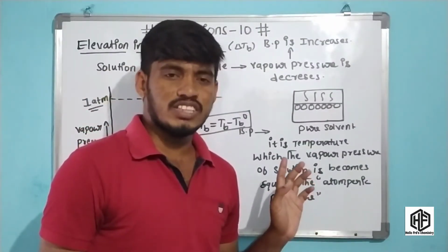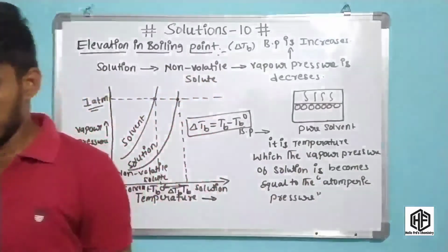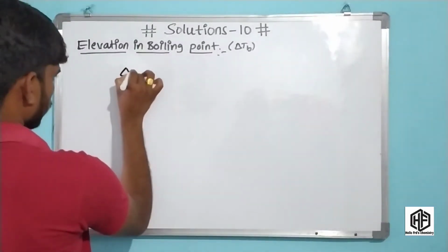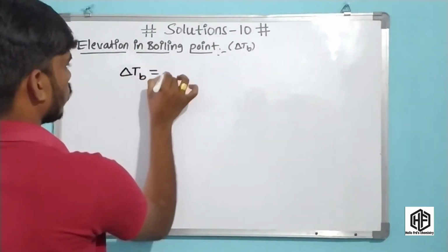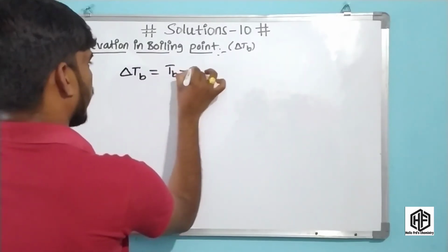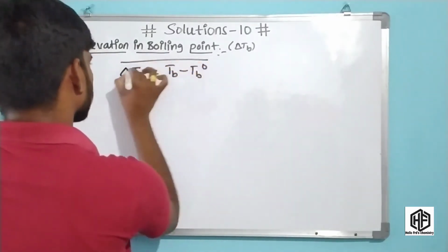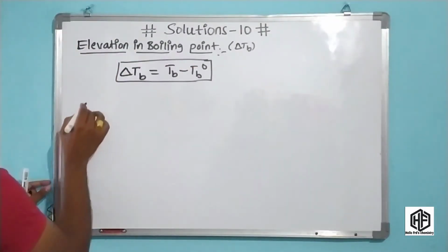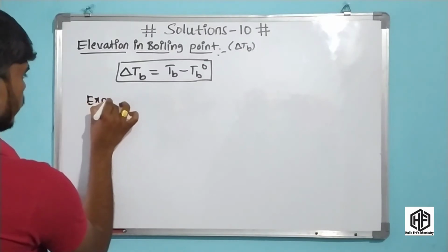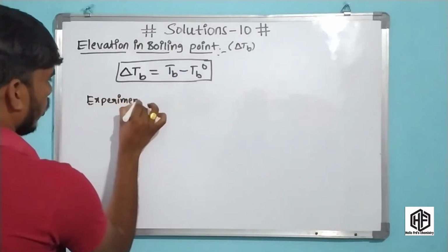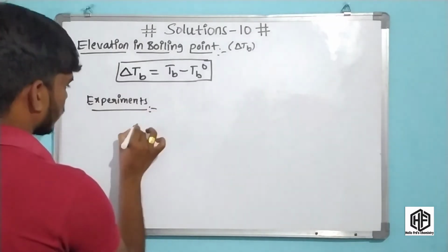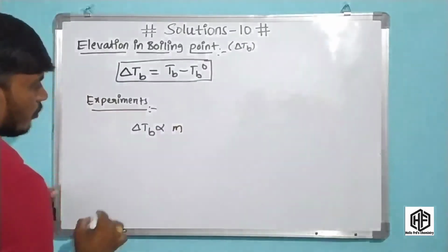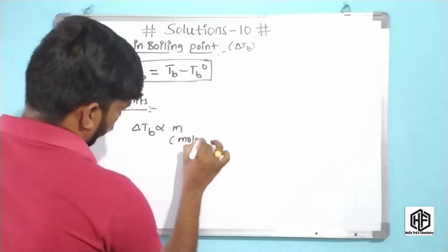Okay friends, this is clear. Erase this first of all. Elevation in boiling point, delta TB, is equal to the boiling point of solution minus the boiling point of solvent. But in experiments, what happens, friends? Delta TB is directly proportional to small m. The small m is called molality.